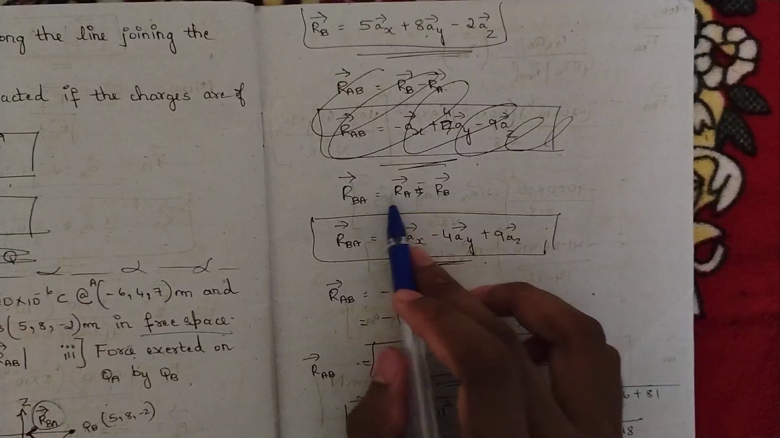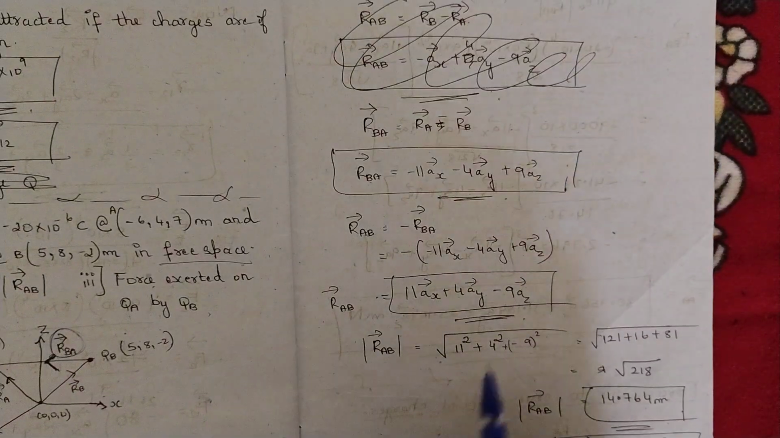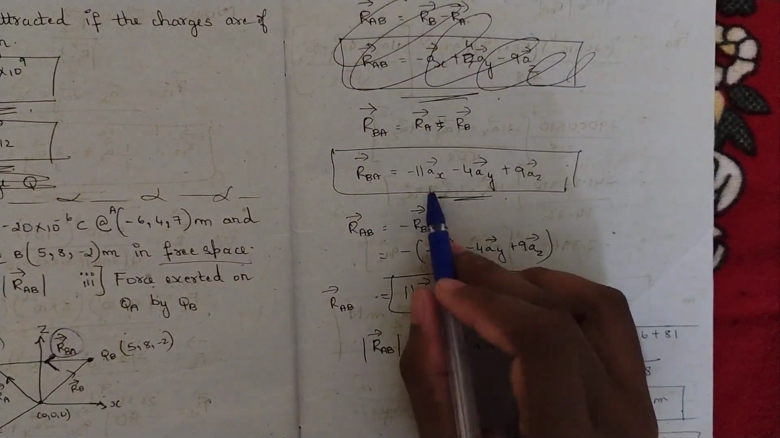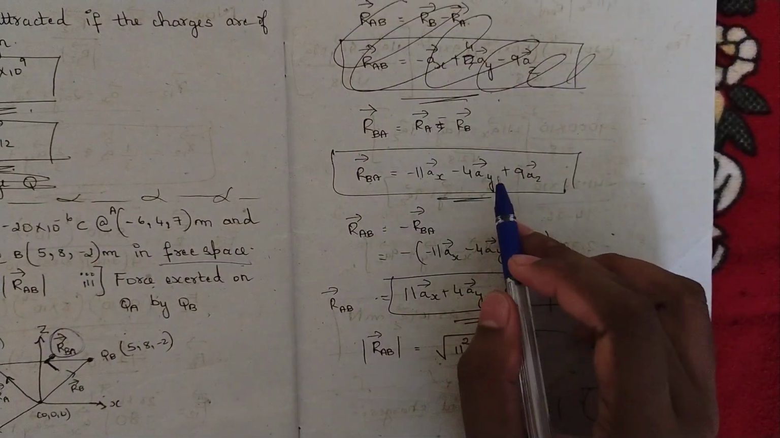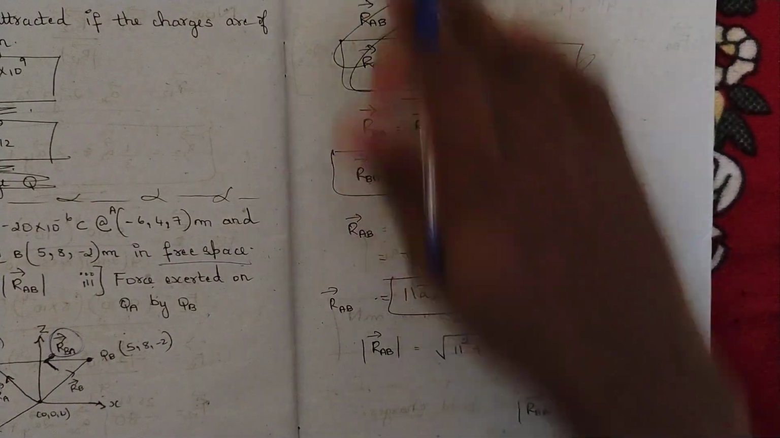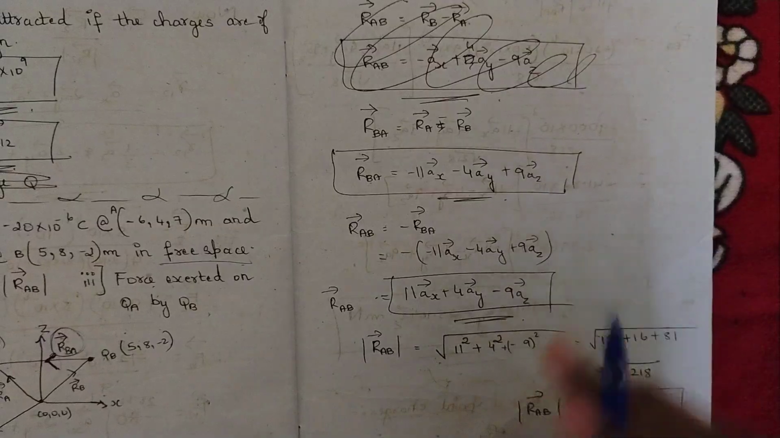Now you do RA minus RB. So you would be getting minus 6 minus 5, which is minus 11AX, 4 minus 8, which is minus 4AY, and 7 minus of minus 2, that is 7 plus 2, which is 9AZ.